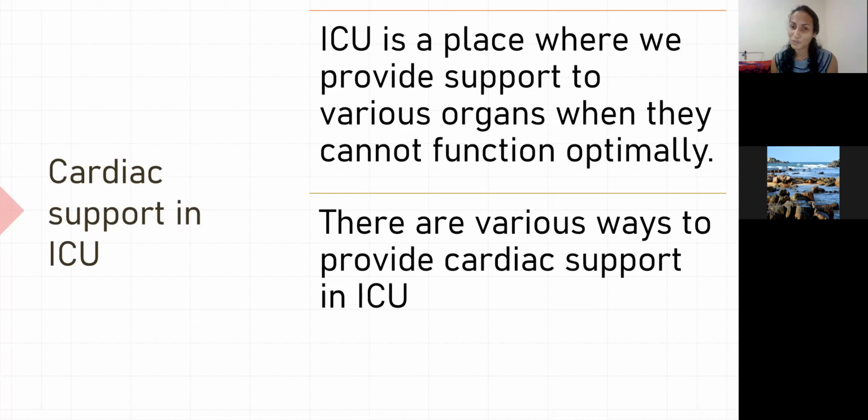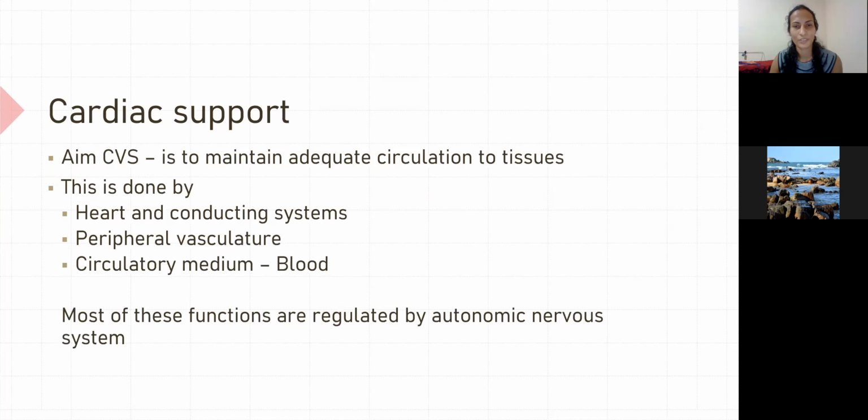Similarly, when your kidney goes into failure, we can dialyze the patient and support the kidneys. So it's the same for your cardiovascular system. When the cardiovascular system goes into failure, we can do various things to support it. That is what we are going to talk about today.